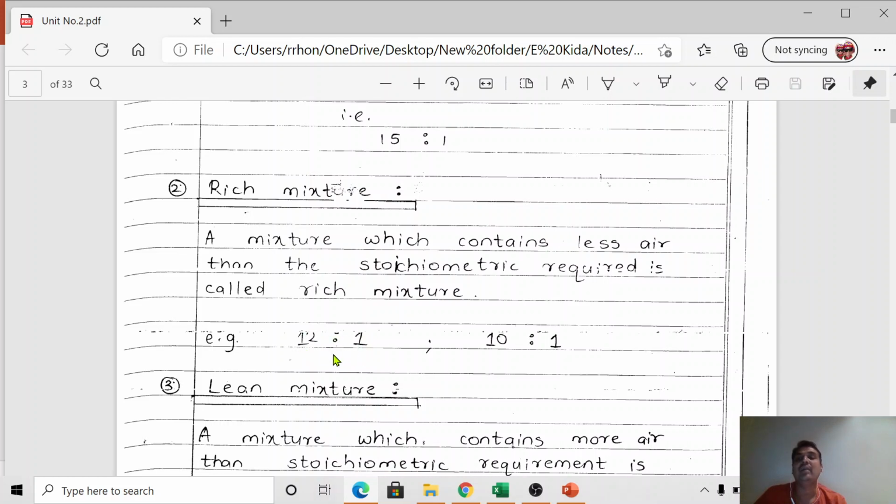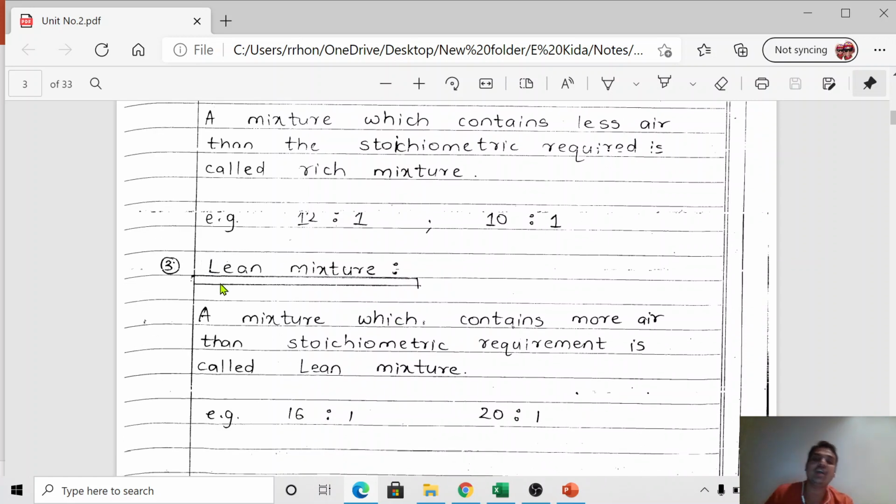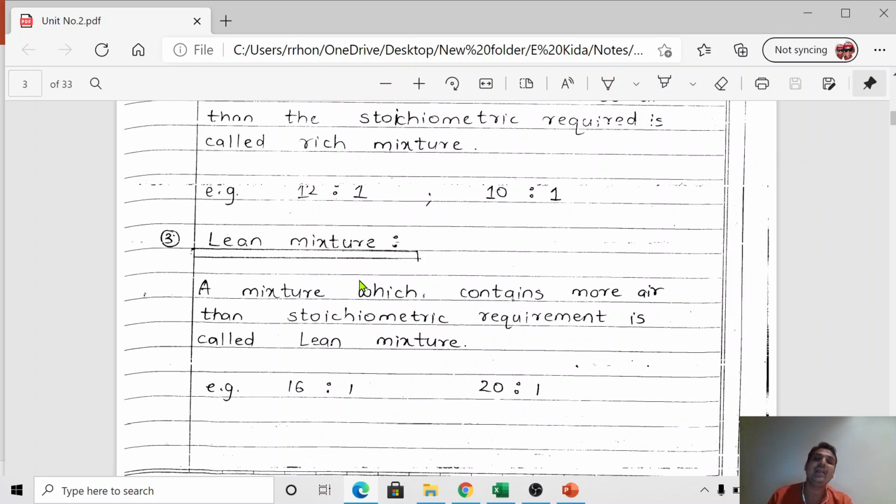That's why the mixture will be a rich mixture. So 12:1, 10:1, 13:1, 14:1, all these come under the rich mixture. Okay. So after the rich mixture, the last type is a lean mixture. So what do you mean by the lean mixture?